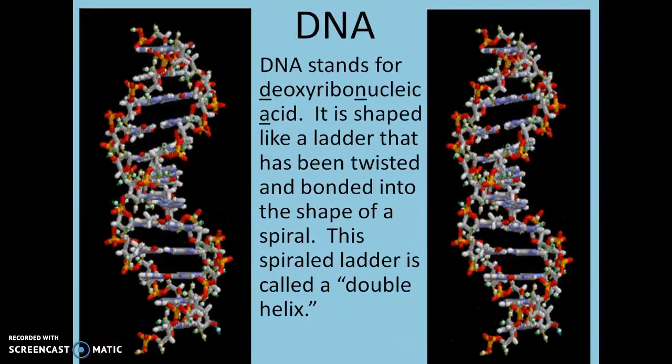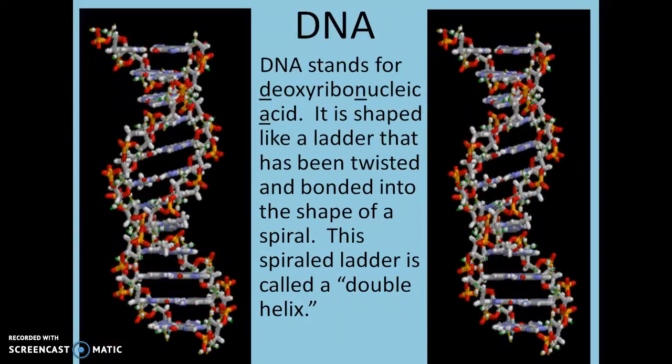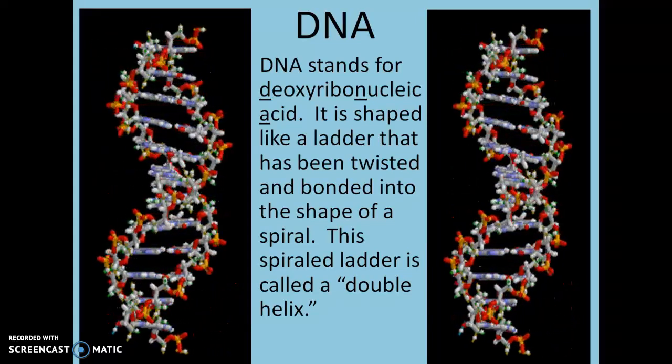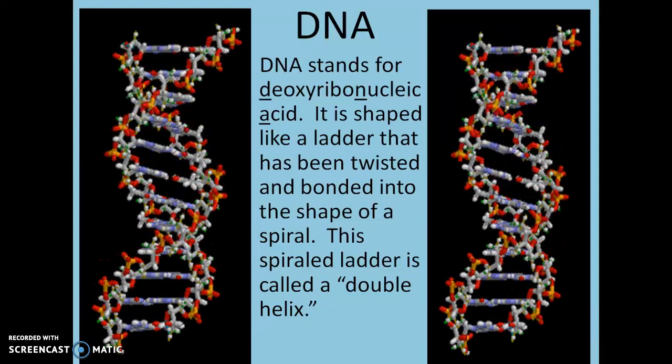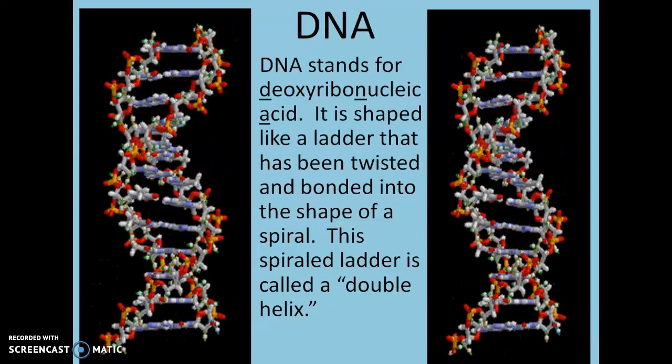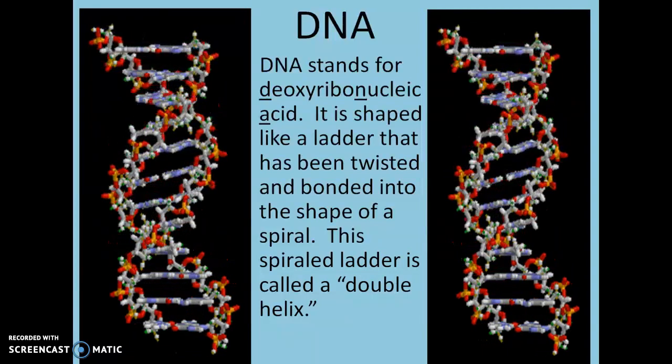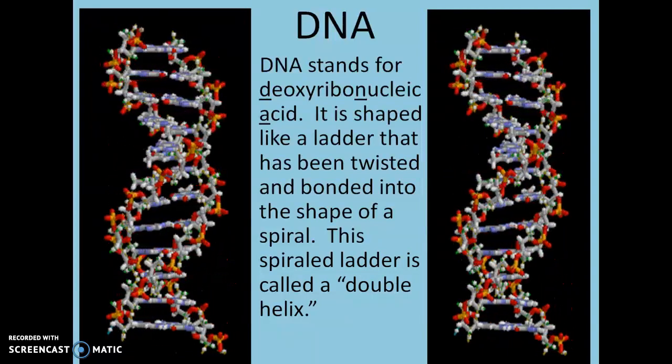So DNA is the first one we're going to talk about, and that stands for deoxyribonucleic acid. It is shaped like a ladder that has been twisted and bonded into the shape of a spiral, as you can see here on the left and right. We call this spiral ladder or twisted staircase a double helix. So that is the structure.